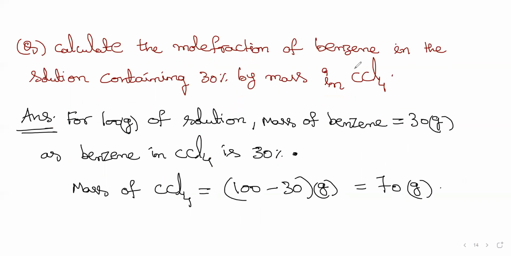Let's move on to the next slide. Calculate the mole fraction of benzene in the solution containing 30% by mass in CCl4. For 100 grams of solution, mass of benzene is 30 grams, as benzene in CCl4 is 30%. They said the solution contains 30% by mass. That means 30 grams of benzene is present in the CCl4. They have taken 30 grams of benzene and added 70 grams of CCl4 to make it up to 100 grams. So that's what it means.